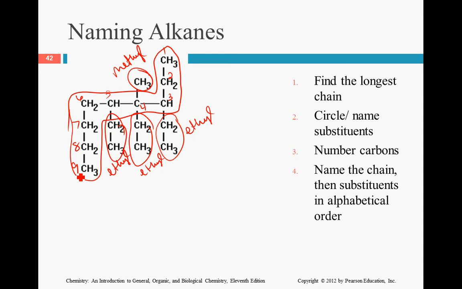Name the chain. So we have 9 carbons there, which gives us nonane. Alphabetically, ethyl comes first. So on the 3, 4, and 5 carbons, we have ethyl groups. Since we have 3 of them, it's going to be triethyl. And then on the 4th carbon, we have a methyl group. So 3, 4, 5, triethyl, 4 methyl, nonane.